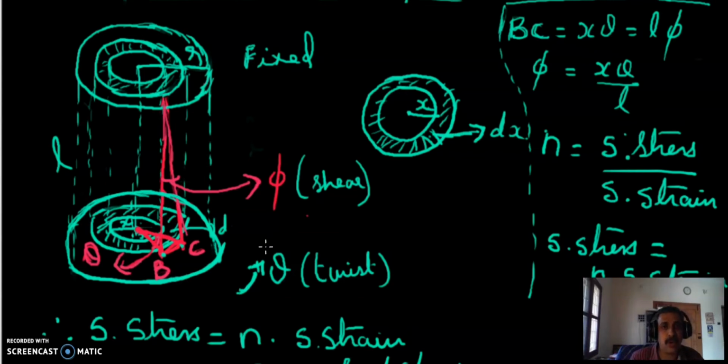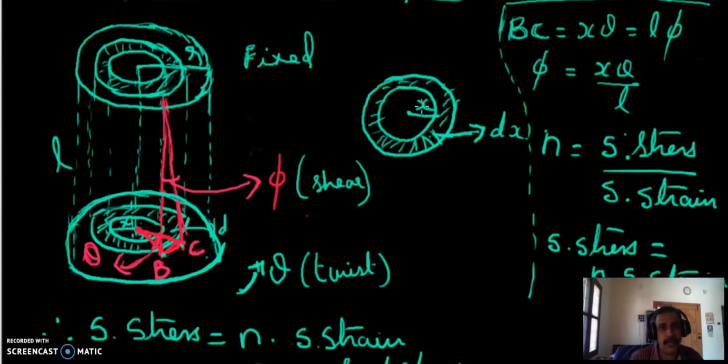Now when I twist this lower portion of the wire by an angle theta, the point B will move to point C as shown in the diagram and the angle subtended will be theta. So this theta is called the twist angle. Similarly, when we look from the top portion, B and C will subtend an angle phi. We call it the angle of shear with respect to the top end of the wire.